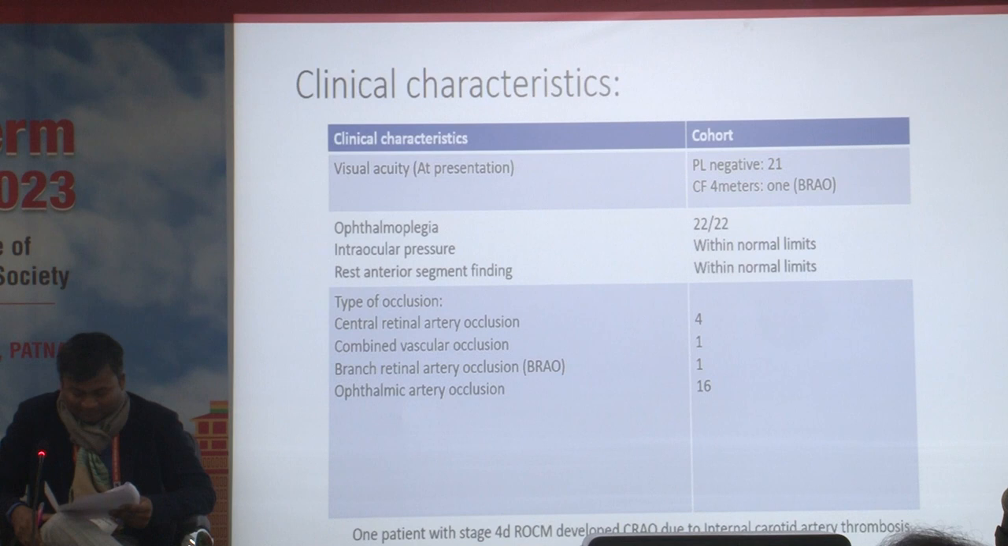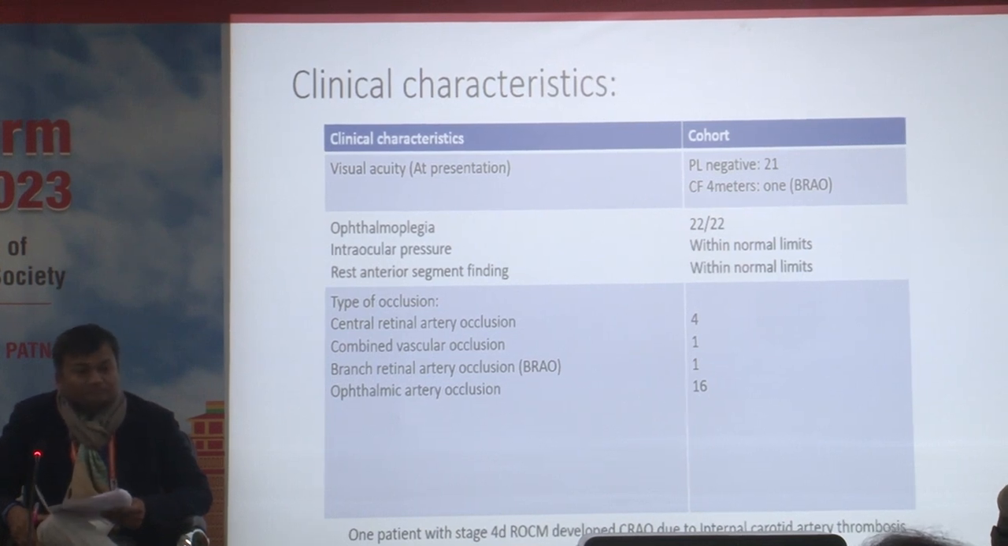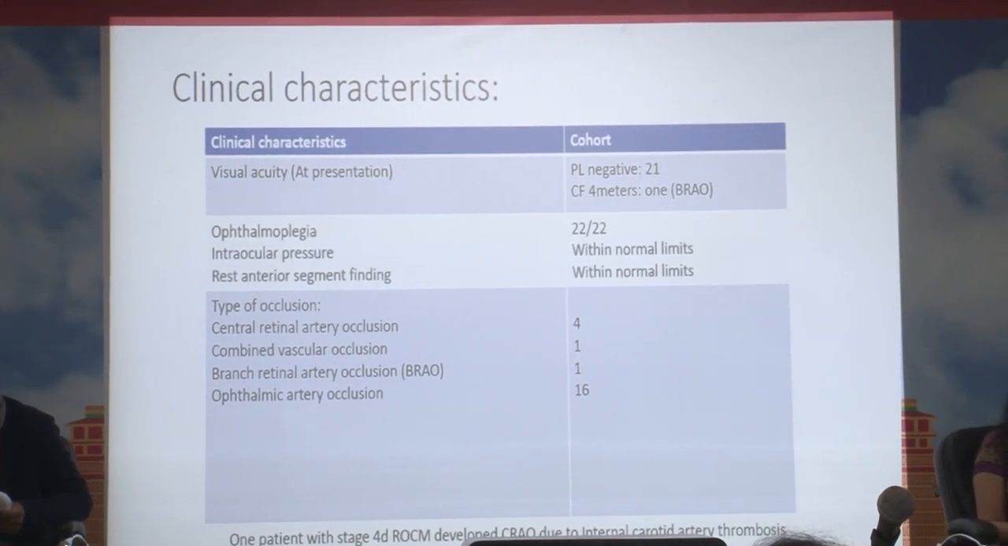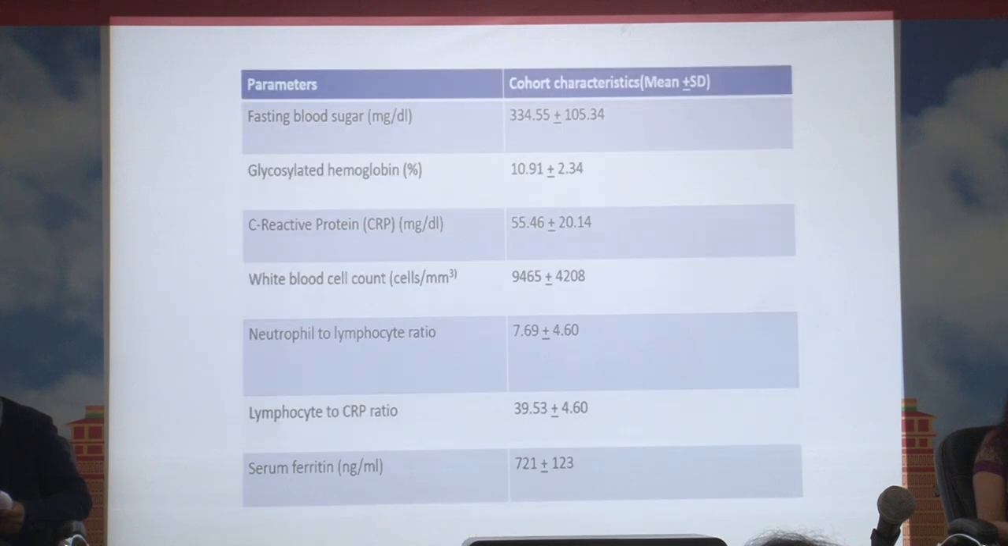So 21 patients had presented with a negative perception of light at presentation, and one patient with BRAO had a vision of counting fingers at 4 meters. Almost all the patients had ophthalmoplegia. 4 patients had presented with CRAO, 1 with combined vascular occlusion, 1 with BRAO, and 16 with ophthalmic artery occlusion. All the parameters were deranged in these patients.